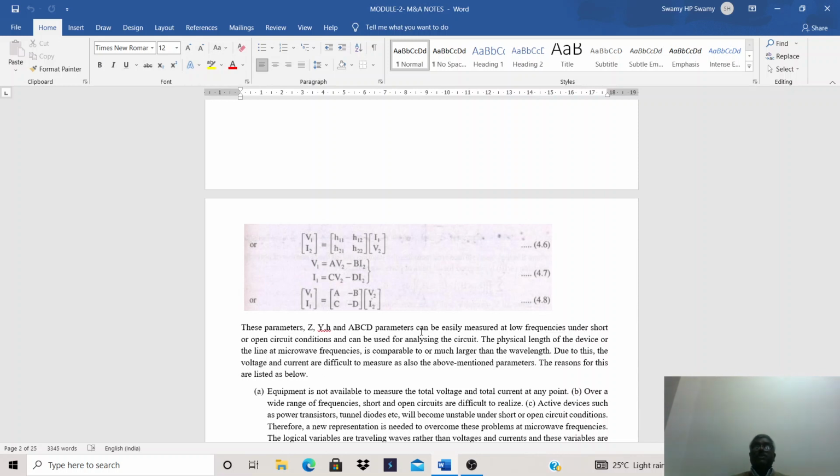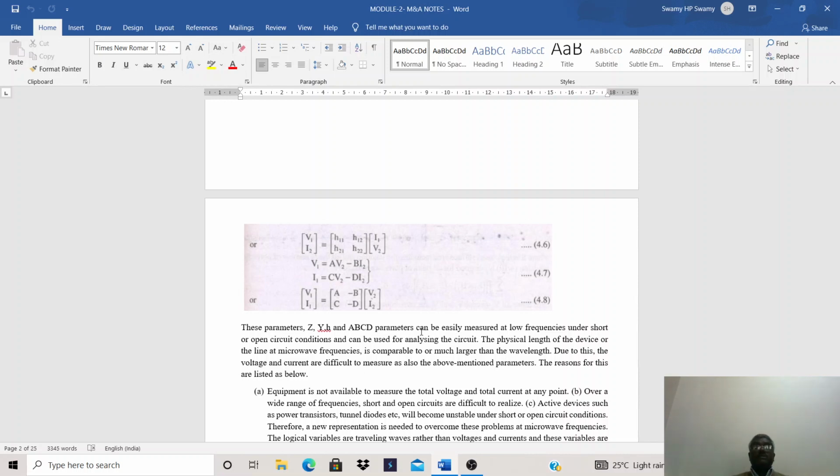Due to this, the voltage and currents are difficult to measure. Because of this length of the line at microwave frequencies being larger than the wavelength, voltage and currents are difficult to measure, and also to measure these hybrid parameters such as Z, Y, H and ABCD parameters.